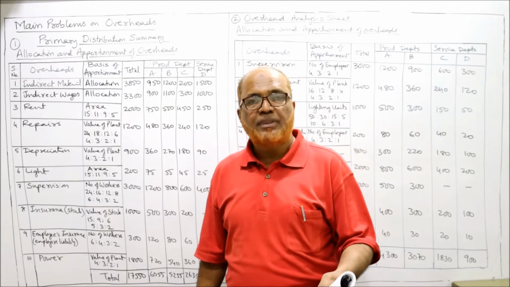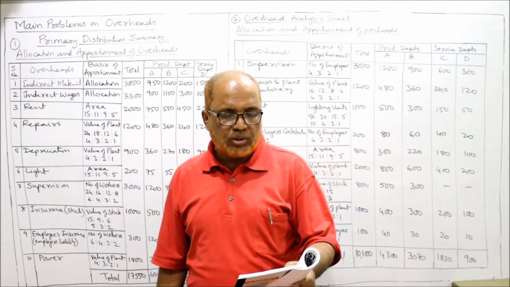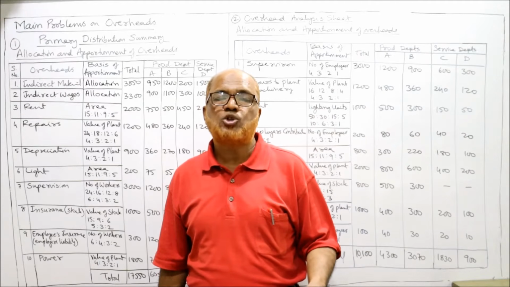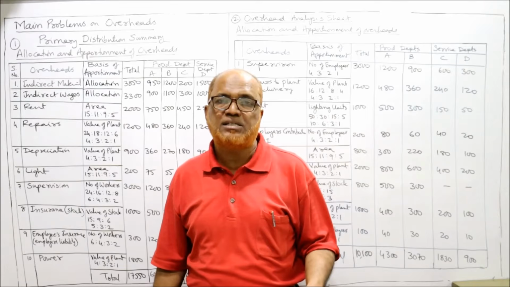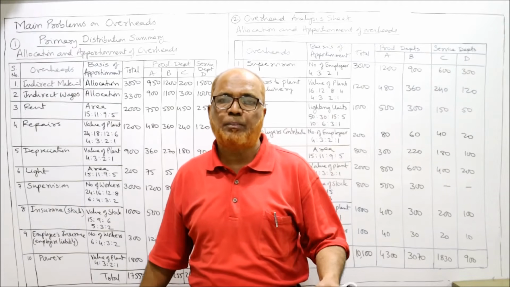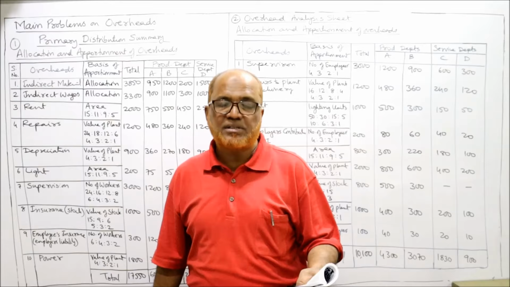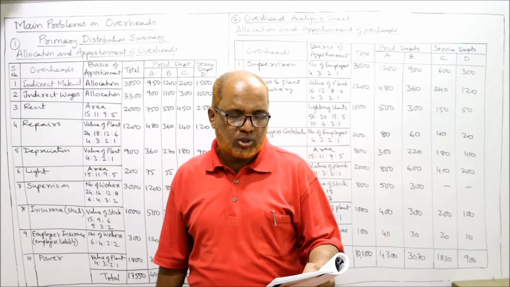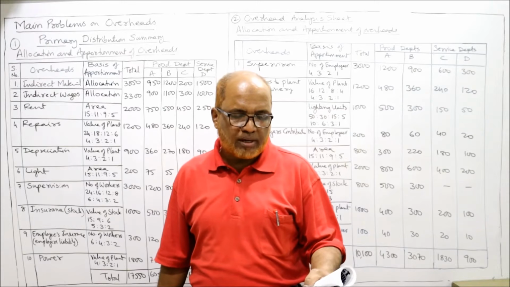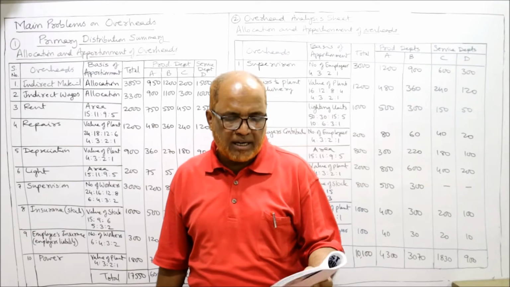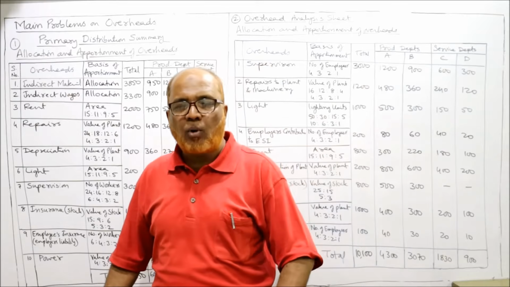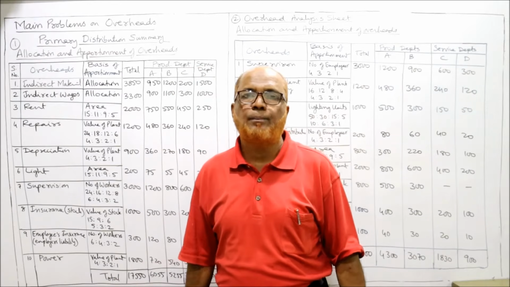Now apart from that, the other overheads are: rent 2000 rupees. This total rent should be apportioned between A, B, C and D departments. All the 4 departments we have to apportion. On what basis will we decide? Then repairs 1200 rupees, depreciation 900, light 200, supervision 3000, insurance stock 1000, employees insurance, employers liability 300 and power 1800. These are the common expenses. So we are required to apportion this common expenditure by using some basis.